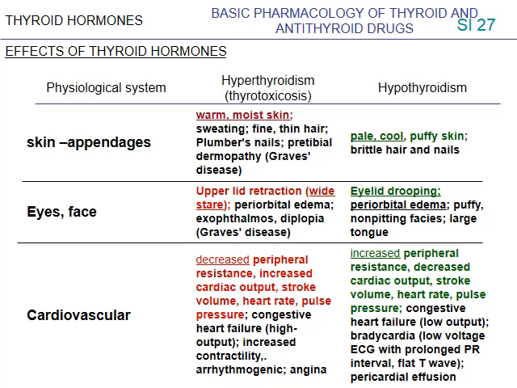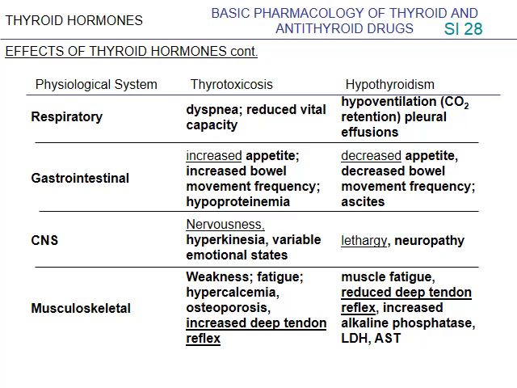Thyrotoxicosis can affect the respiratory system, causing dyspnea and reduced vital capacity, while hypothyroidism can cause hypoventilation, as well as pleural effusions. GI effects, increased appetite in thyrotoxicosis, decreased appetite in hypothyroidism, increased bowel movements in thyrotoxicosis, decreased bowel movements in hypothyroidism. CNS effects, thyrotoxicosis, nervousness, hyperkinesia, emotional states can change.